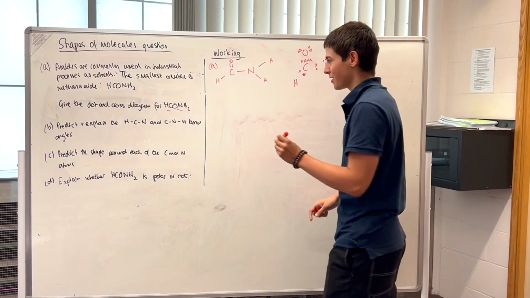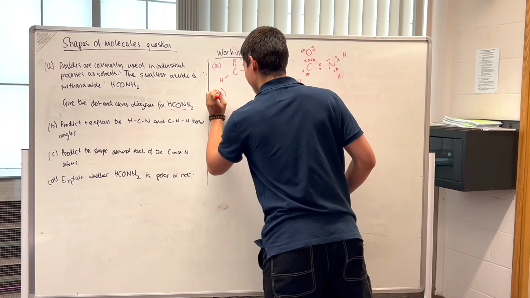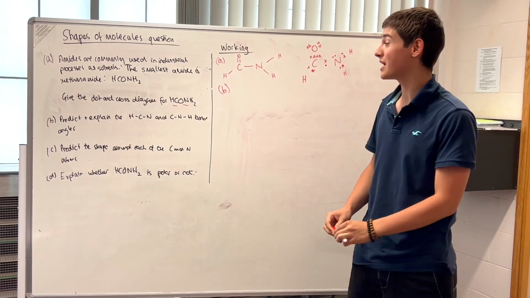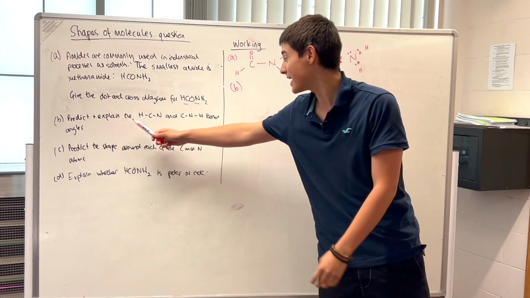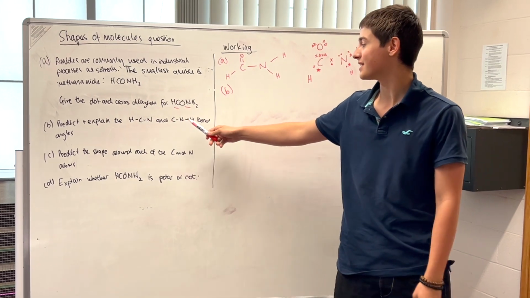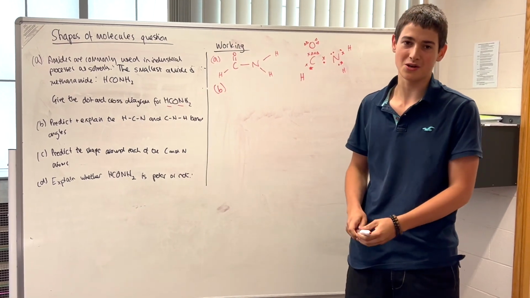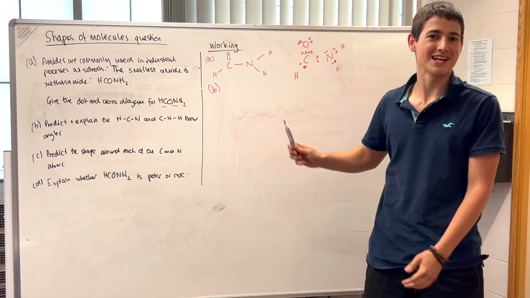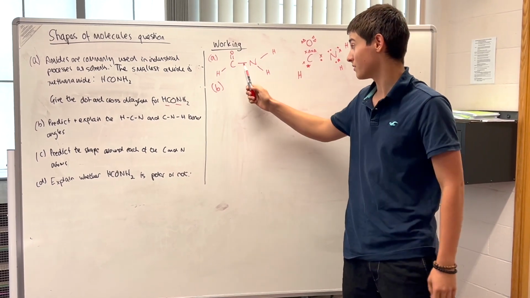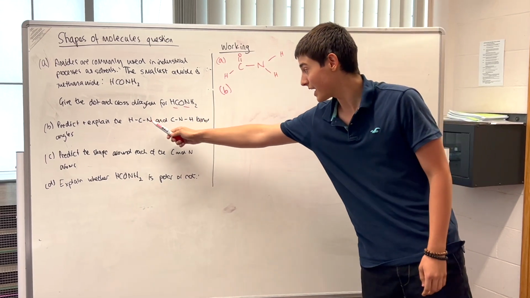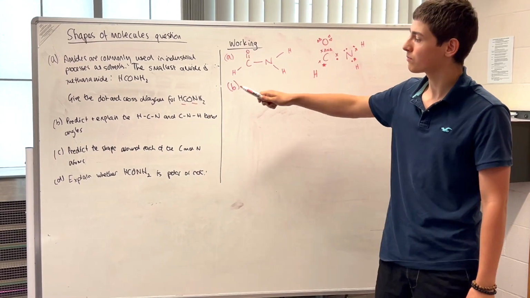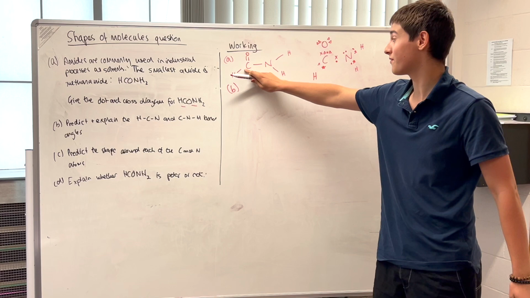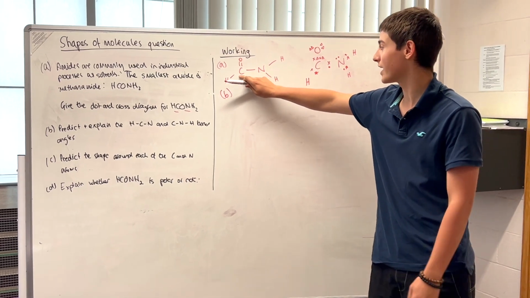Okay, hello everyone, back to it, straight onto question B. Predict and explain the HCN and CNH bond angles. She has already drawn this incredible diagram that I'm just going to steal. So straight away we'll get into the H, C and N. C is our central atom, so we're trying to find this angle right here.